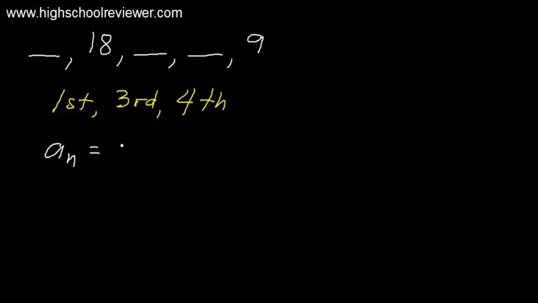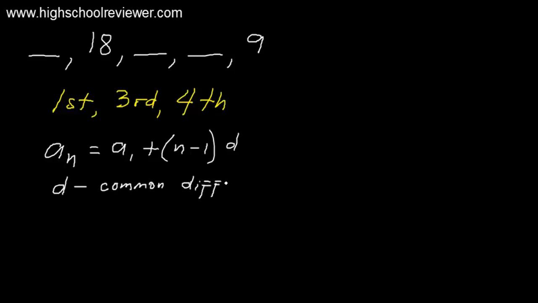So to find the value of a term, our equation is a sub n equal to a sub 1 plus n minus 1 multiplied by d. Our d here is the common difference. We can get the common difference from two consecutive terms. But since our given terms are not consecutive, we have to get d first from the second and the fifth terms.